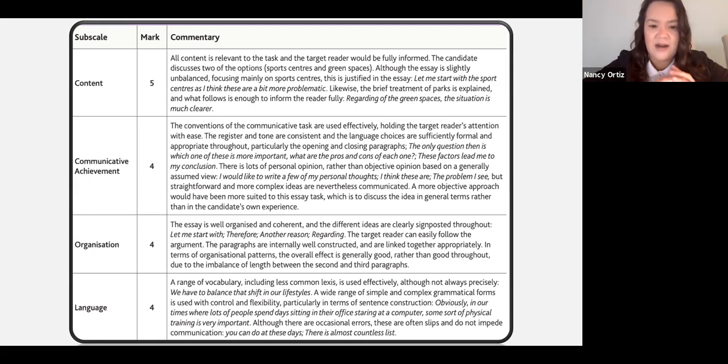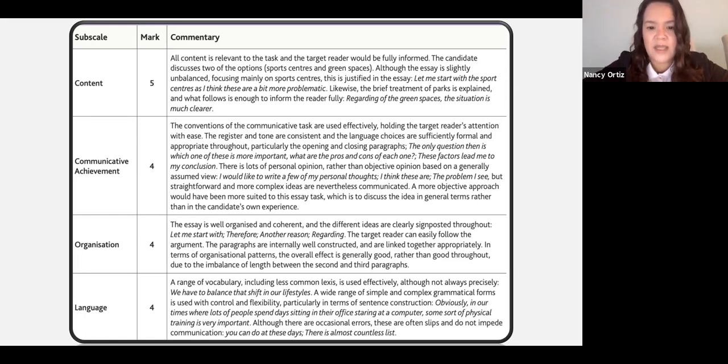Finally, language. A range of vocabulary, including less common lexis, is used effectively, although not always precisely, okay? That's why the person didn't get a 5. Example, we have to balance that shift in our lifestyles. A wide range of simple and complex grammatical forms is used with control and flexibility, particularly in terms of sentence construction. Obviously, in our times where lots of people spend days sitting in their office staring at the computer, some sort of physical training is very important. Although there are occasional errors, these are often slips. Okay, so they are not mistakes, they are slips, and they do not impede communication.